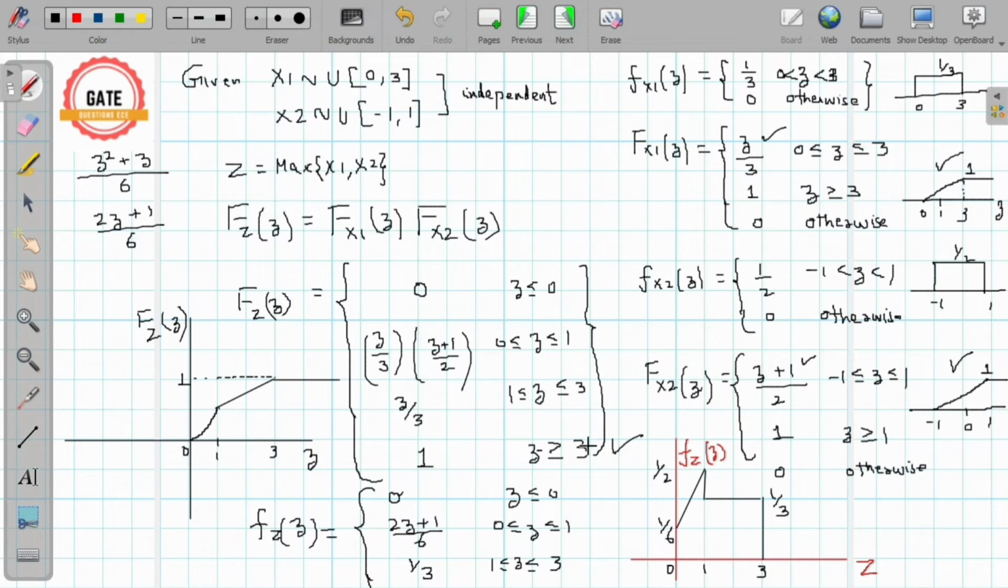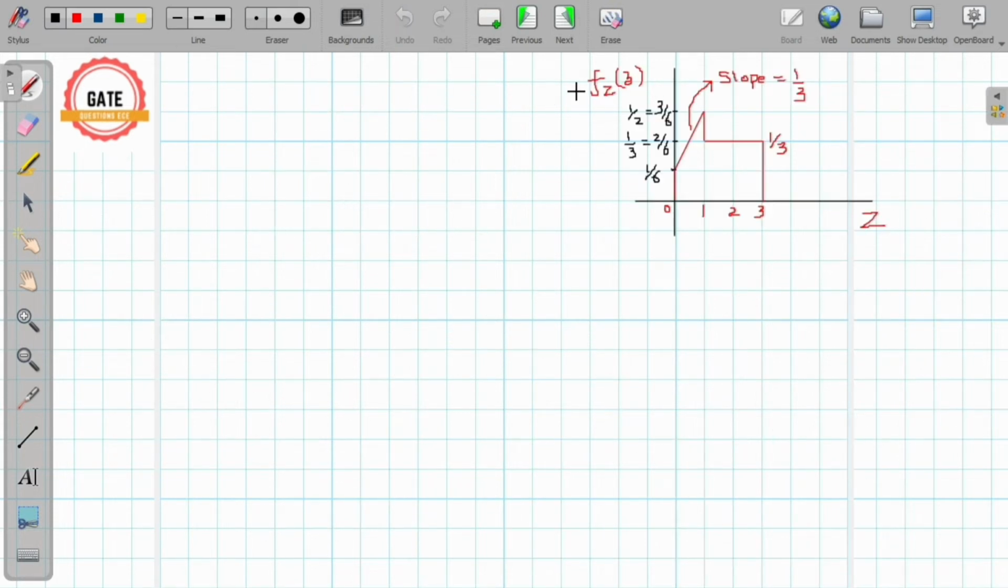So this is the answer to the part A of the question, in which we have to find the PDF and CDF of z. So now let's see the part B of the question. So I have copied here the PDF of z, and in part B they have asked about the probability that z is less than 2. So this will be equal to the area under PDF from 0 to 2. Or you can evaluate from the CDF of z for z is equal to 2.